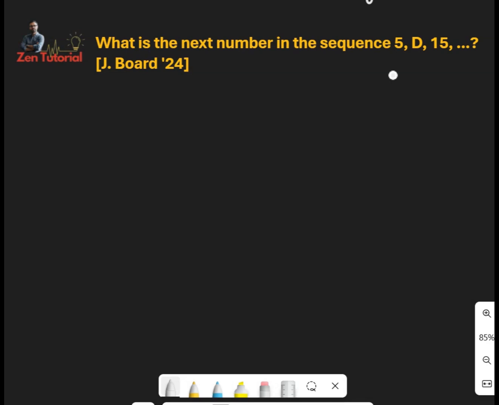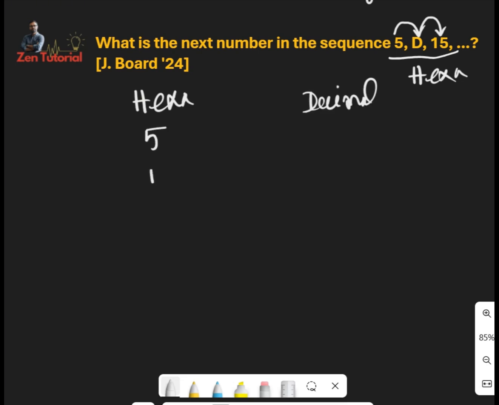What is the next number in the sequence 5, D, 15? So this number sequence is in hexadecimal, right? So the very first of the sequence is 5, afterward D, afterward definitely not 15, this will be 15. Now time to verify the value in hexadecimal and the decimal. So let's make a table. Here is hexa and decimal. So hexa 5, then D, then 15, and the next number we have to determine, right?